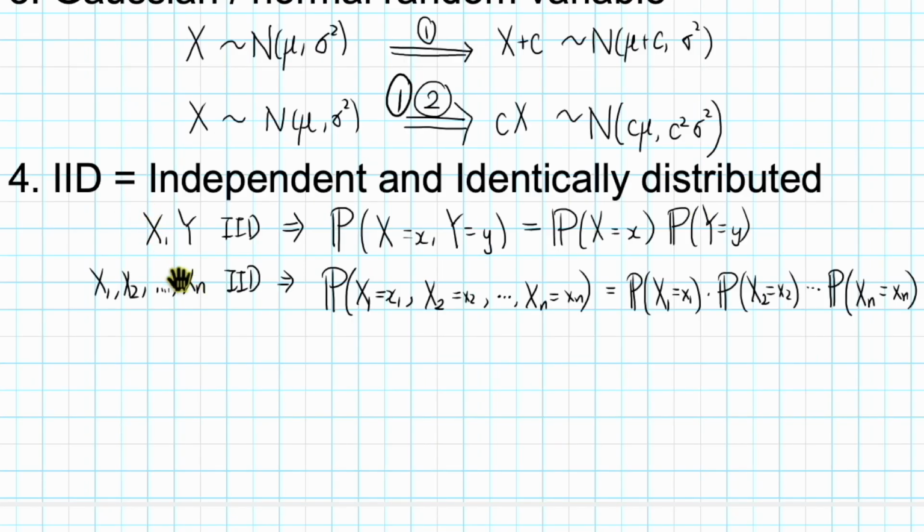Next, IID. Suppose I have two random variables X and Y. If they are IID, then the joint probability that X is x and Y is y can be split into the product of the probability that X is x and the probability that Y is y. And suppose I have a bunch of random variables X1, X2, X3 up to Xn. They are all IID. That means this joint probability, the probability of these n events existing at the same time, can be split into a product of n marginal probabilities.